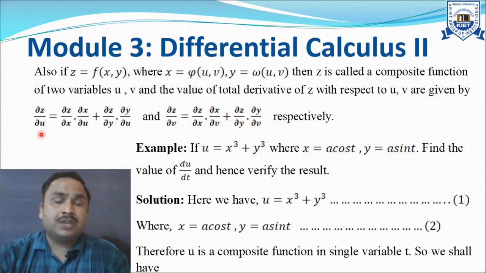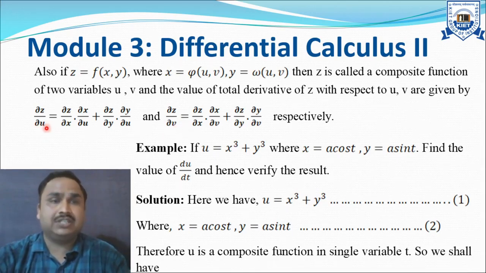Here it is quite evident that ∂z/∂u and ∂z/∂v are the total derivatives of z with respect to variables u and v. Since z is a composite function in more than one variable, the derivatives of z with respect to u and v are also taken as partial derivatives. Now we discuss an example.